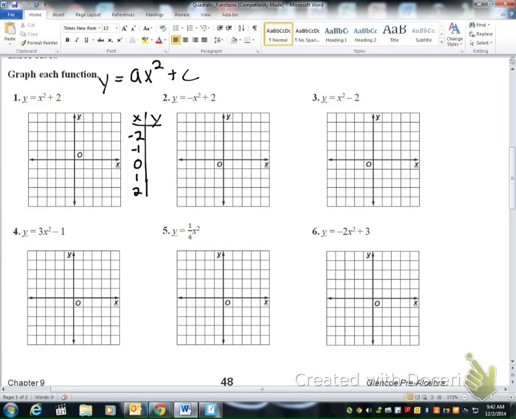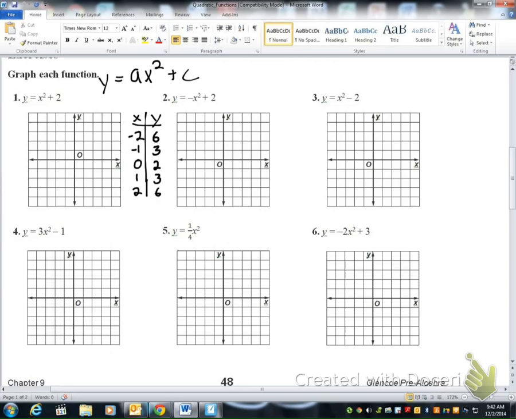So -2 squared plus 2 is 6. It's not negative because a negative times a negative makes it positive, right? Next one, we have -1 squared plus 2. Then we have 0. Remember, whatever your 0 is, that's going to be your y-intercept, so that one's easy. And then 1 squared is 1 plus 2 is 3, and 2 squared is 4 plus 2 is 6.